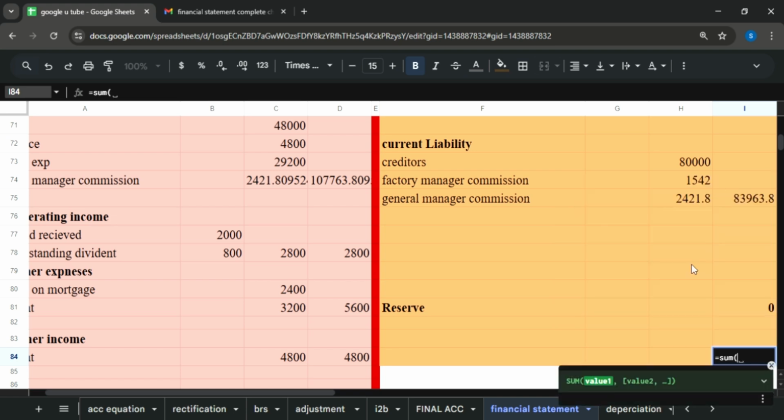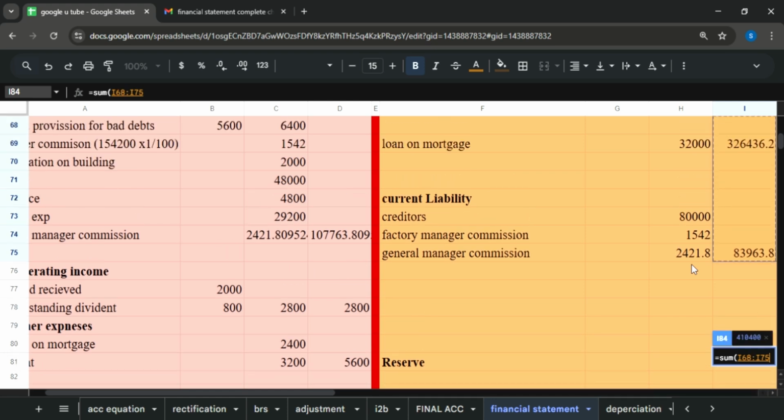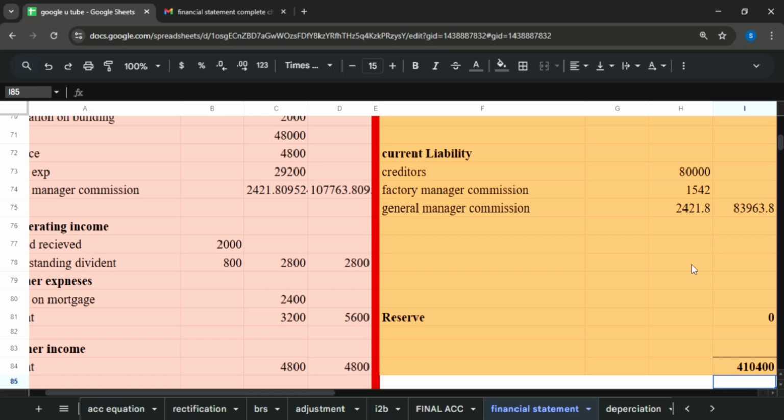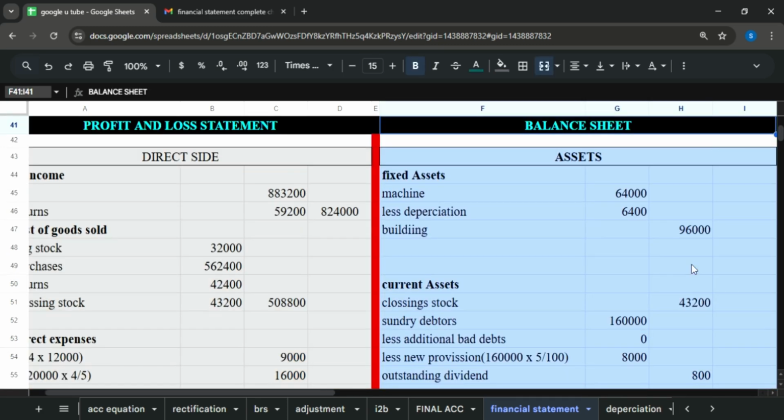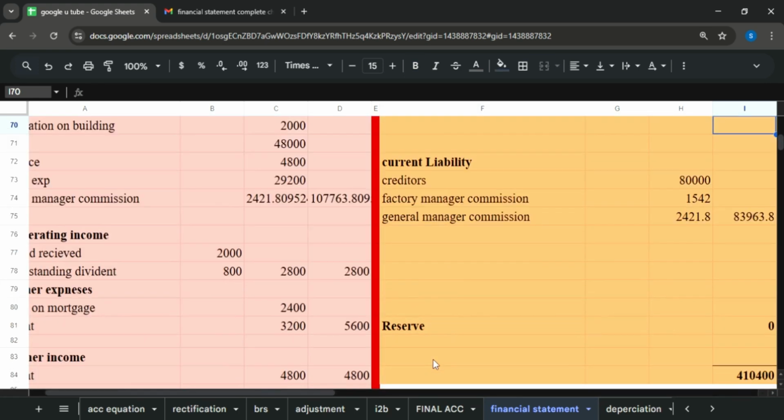Let's take the sum again. These are current liabilities. These are fixed liabilities. So what we have is 410,400. This is your balance sheet, 410,400. And let's see our answer, 410,400. This has been completed.